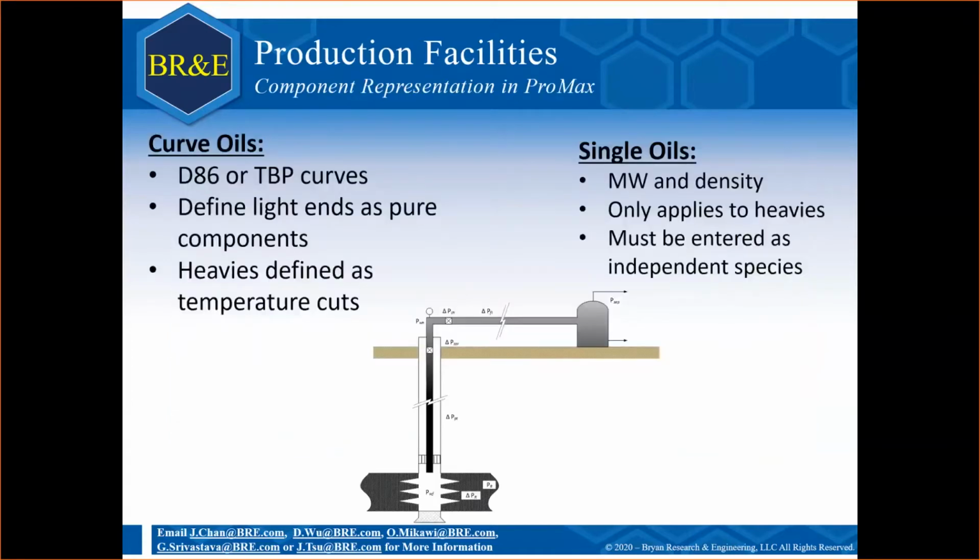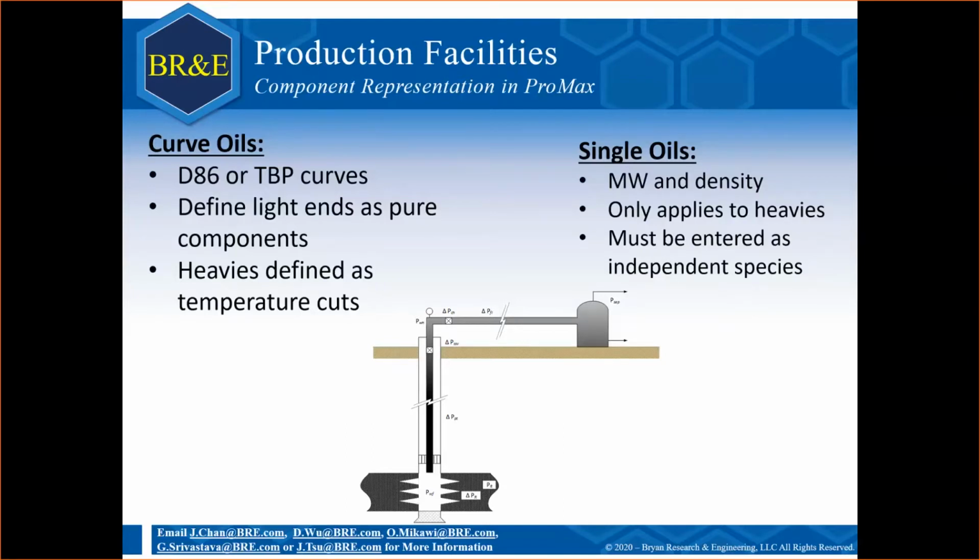So the two types of oils that appear in ProMax are curve oils and single oils. Curve oils are more common in refinery settings and downstream settings. They're D86 or TBP curves. They're sometimes used in upstream settings, depending on how your lab reports its results. It defines the light ends as pure components. So if you look at the curve oil tool, and we'll demonstrate it in brief in a few minutes, it'll give you an option to define what your light ends are, and you tell it that it's methane, ethane, propane, n-butane, i-butane, et cetera, and then the heavier components are defined as temperature cuts.